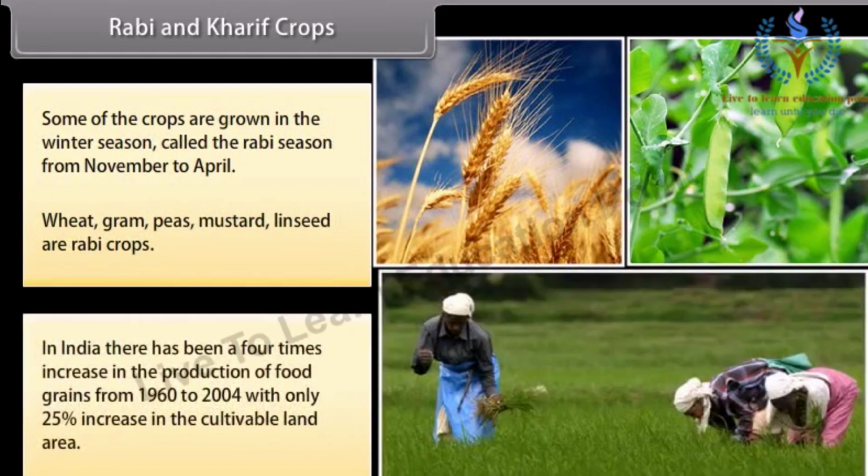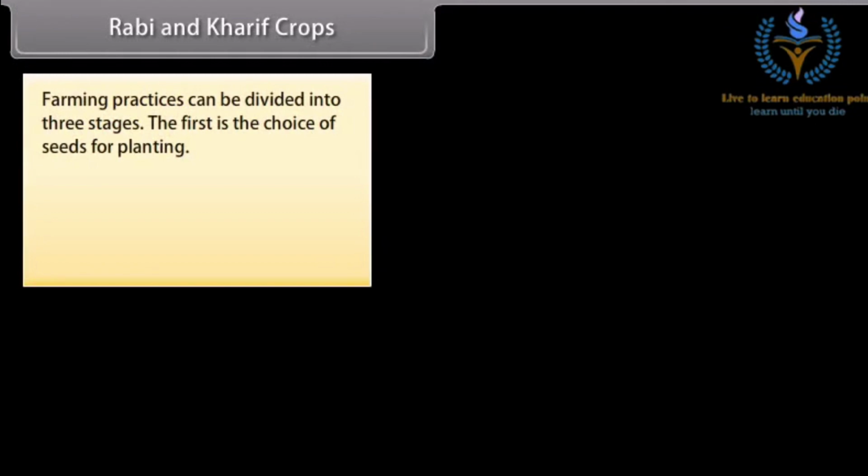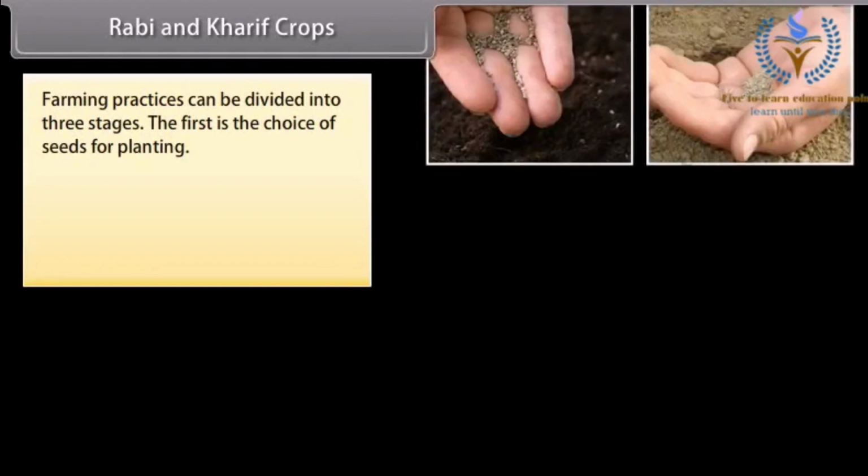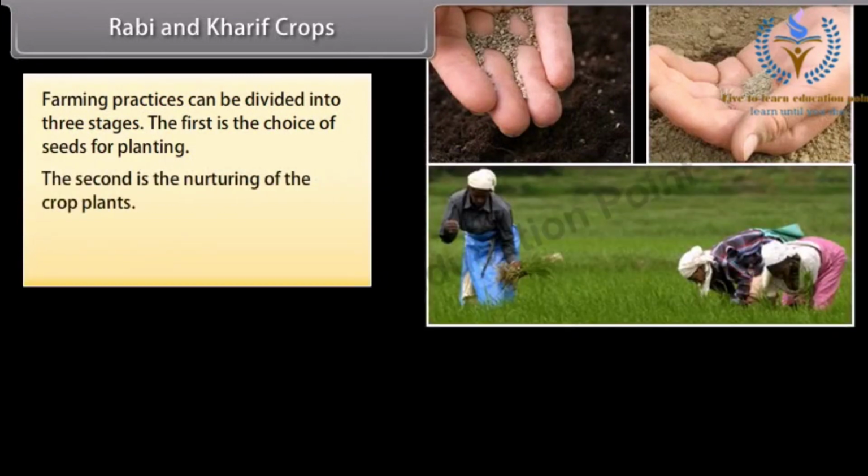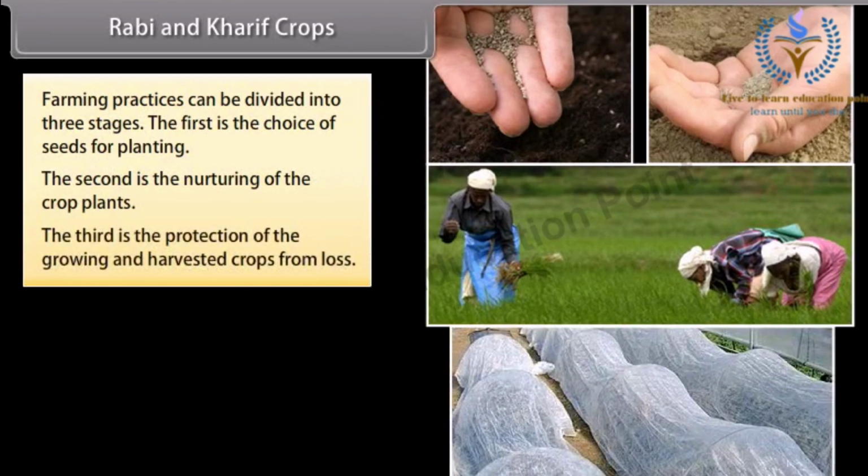In India, there has been a 4 times increase in the production of food grains from 1960 to 2004 with only 25% increase in the cultivable land area. Farming practices can be divided into 3 stages. The first is the choice of seeds for planting. The second is the nurturing of the crop plants. The third is the protection of the growing and harvested crops from loss.